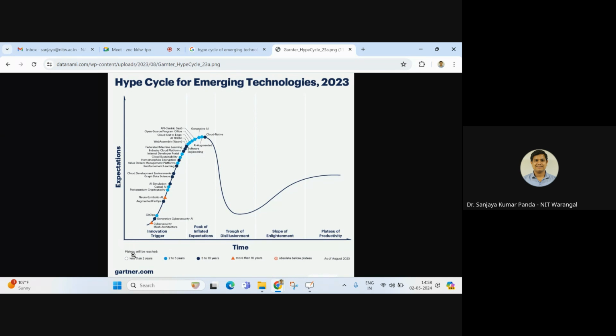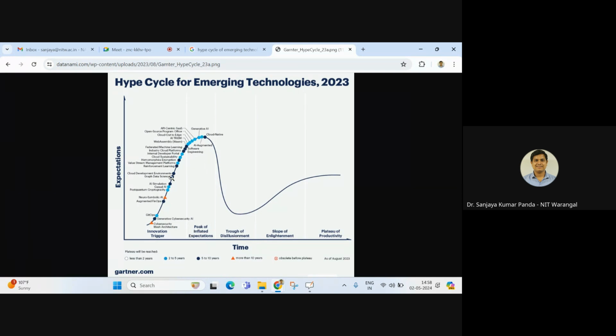Innovation trigger means a technology which is new in the market and is not explored much, because nobody is aware of it. Then gradually, if the technology succeeds and provides an economical solution or a state-of-the-art solution, people usually adopt it. Then it enters the second phase, that is the peak phase. Over a period of time, the technology becomes obsolete, and nobody is interested in it.